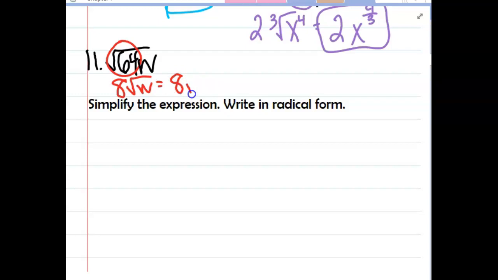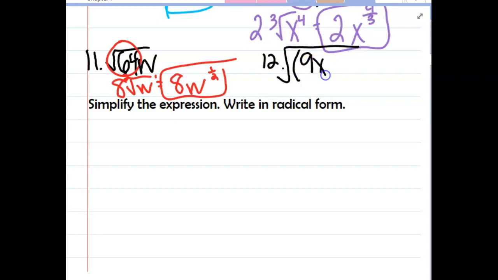The base of your power is w. Now, here's where this gets a little tricky, because you have to do exponent over index. I don't see an exponent, so what is it? 1. Careful here. I don't see an index. It's a 2, right? Because it's a square root. So it would be 8w to the 1 half. Okay, and number 12, last one of these. Let's do in parentheses, the square root, and then in parentheses, 9x, the whole thing to the 4th.